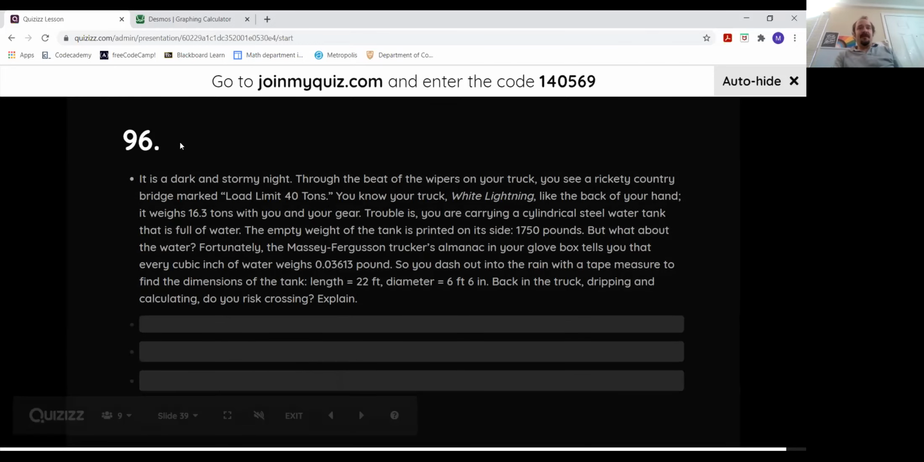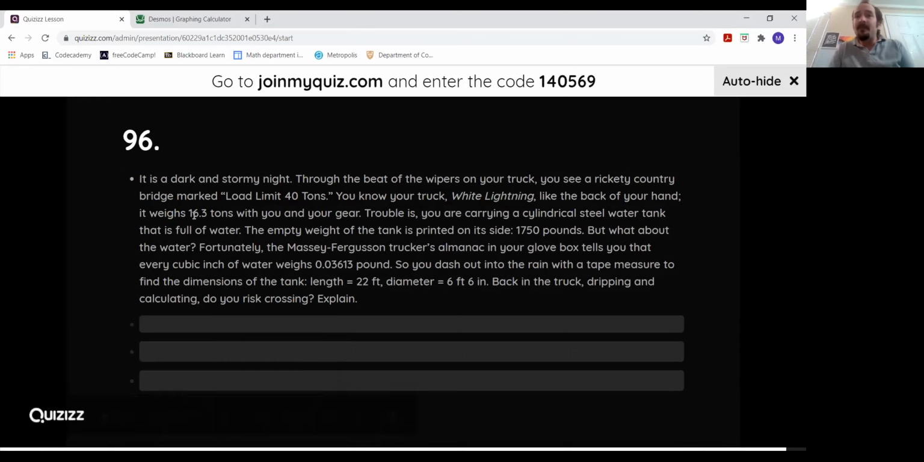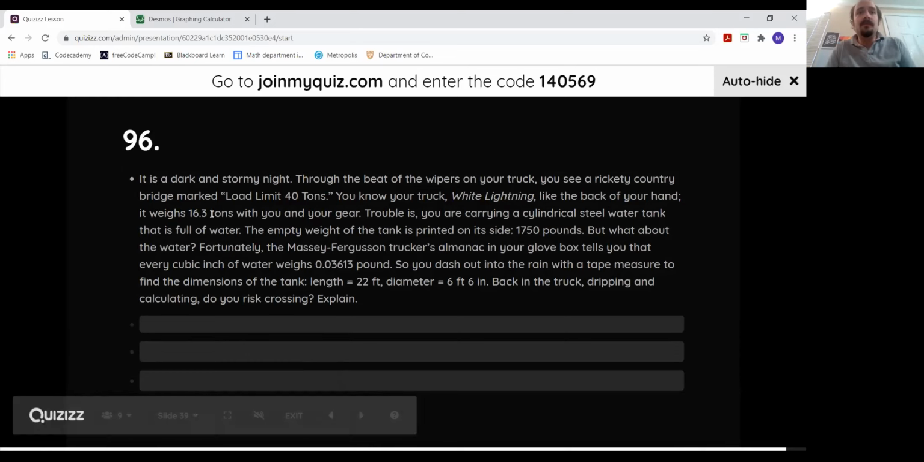So it is a dark and stormy night through the beat of the wipers. So you're driving a truck. They have this really, really elaborate story here. But basically the story is you're going to go over a bridge that says it's got a 40-ton limit. You got a truck. It's called White Lightning. It weighs 16.3 tons with you and your gear.